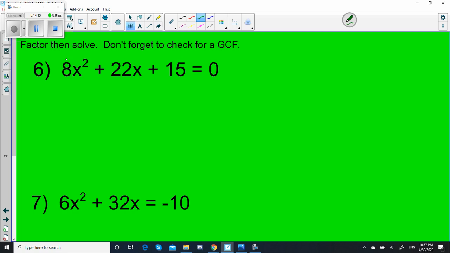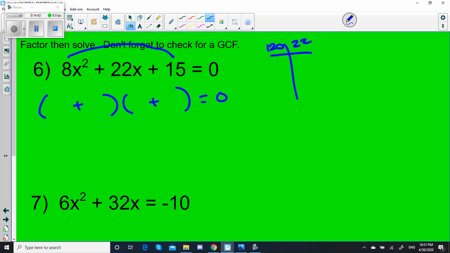So 8 times 15. So 8 times 15 is 120. So I'm looking for factors of 120 that give me 22. And since they're both positive, I know that the signs inside are going to be plus. So I don't have to do the minus that I usually do over here. I can just plus everything.